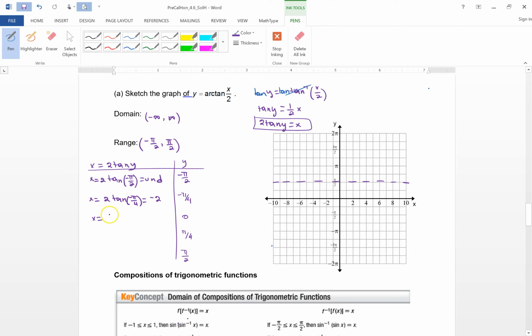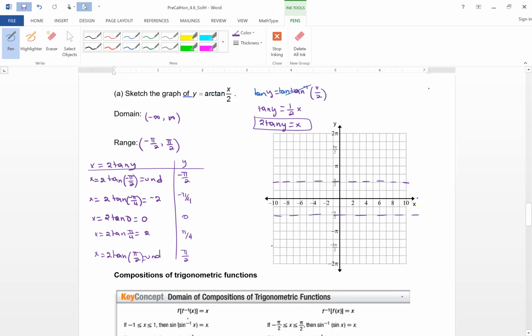Okay. x equals 2 tangent of 0, which is 0, right? Here, x equals 2 tangent pi over 4. Tangent of pi over 4 is 1, so it's 2. And here, this one's undefined. Tangent of pi over 2 is undefined, asymptote.